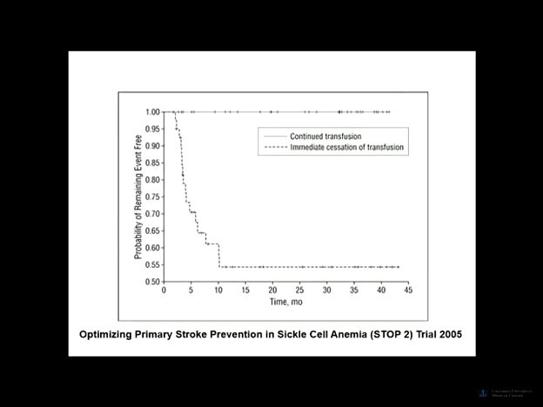Unfortunately, it was then tried to stop transfusion at some point. All these patients with high flow were put on transfusion, and then we started thinking, well, after a few years, it should be okay to stop the transfusion and the problem will be over. But unfortunately, in the STOP2 trial in 2005, you see that with cessation of transfusion you immediately have a big increase in strokes. So currently, research is being done to see if there is any way to stop transfusion once it's started. And one possibility is to use hydroxyurea, which is being studied now.